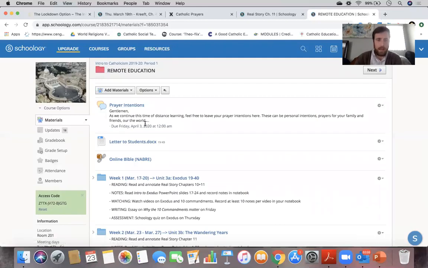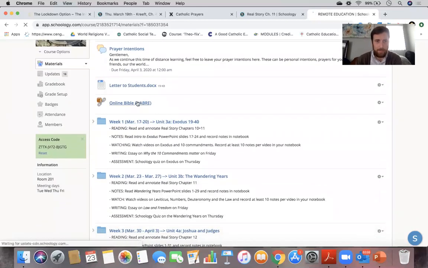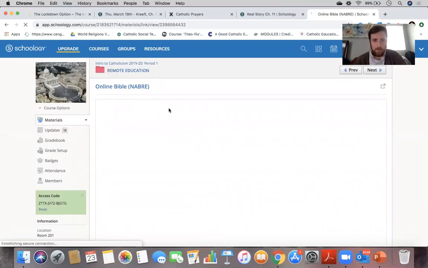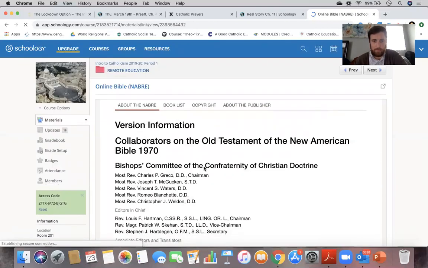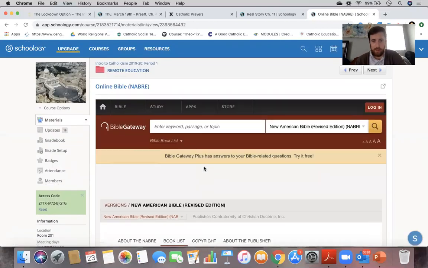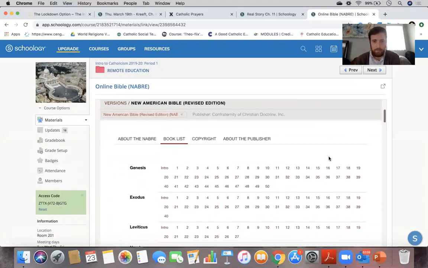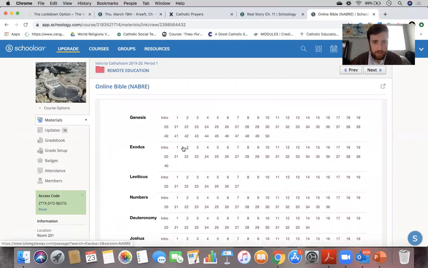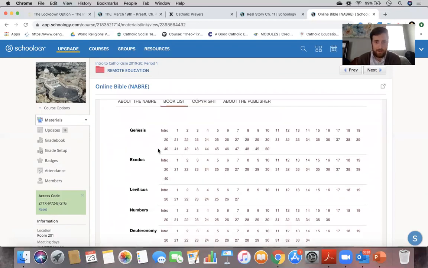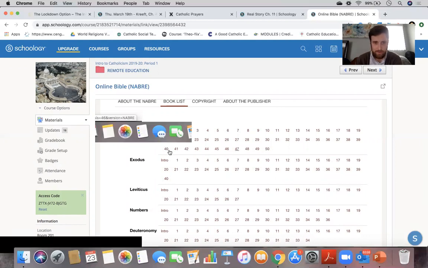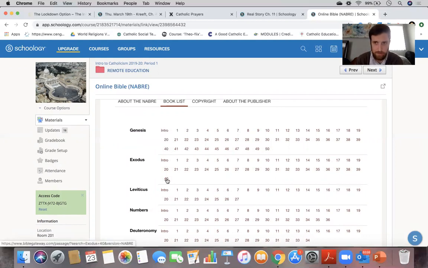Okay. One last thing before we go to the assignments. I put the online Bible here. So if you click this link, it's kind of cool. It goes right to the online Bible here. It's the translation that we use in class, the New American Bible Revised Edition, the Neighbor Edition. And so you see here, it's literally got the book name and then all the chapters. So you have Genesis intro and then all the way to 50, Exodus intro, all the way to chapter 40, Leviticus, which we're in now, Numbers, Deuteronomy.